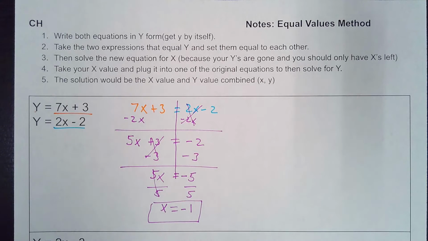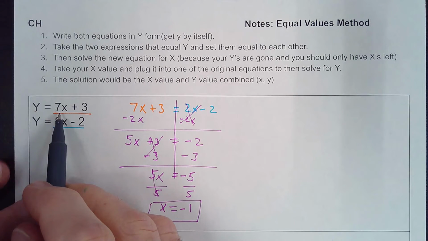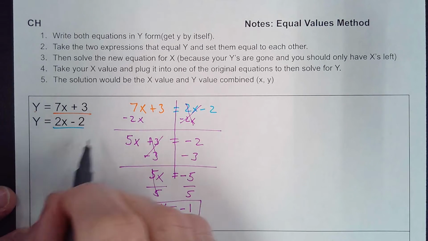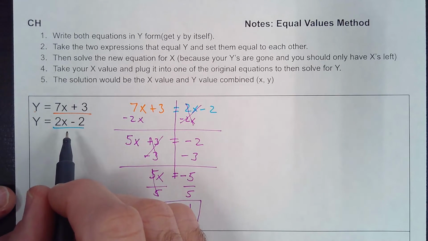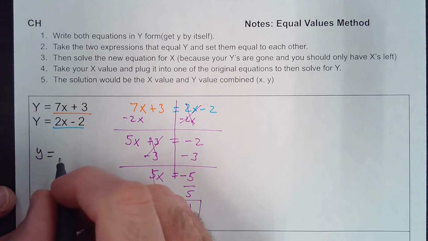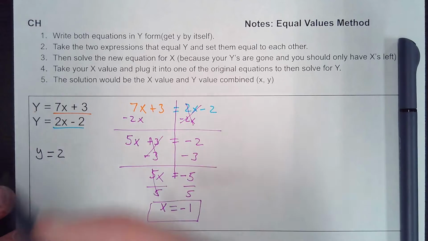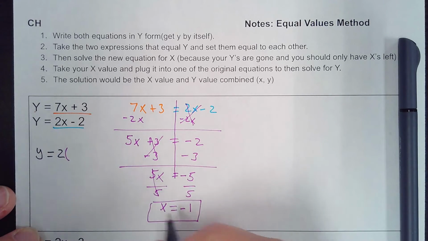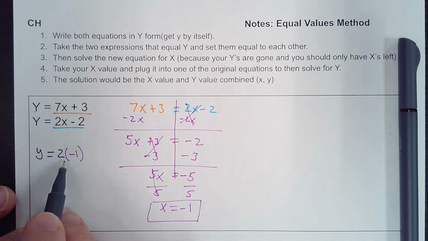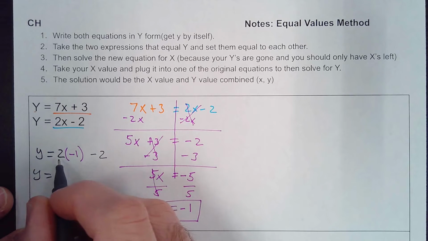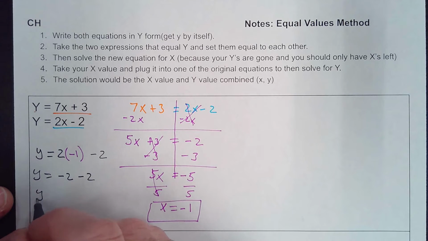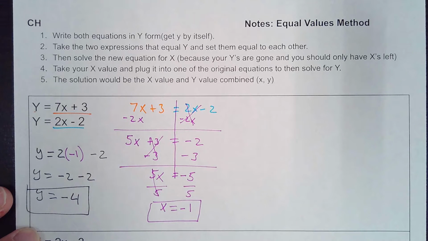We're not done yet. In this system of equations, there's two different variables, right? So now we're going to take whichever equation we want here. I usually try to pick the one that has the smaller numbers because it makes it a little easier. So I'm going to pick this bottom one, y equals 2x minus 2. And instead of x, I'm going to replace my x with negative 1. So 2x minus 2. Simplify it. Y equals, this is 2 times negative 1, negative 2 minus 2. Y equals negative 4. That is our y value.